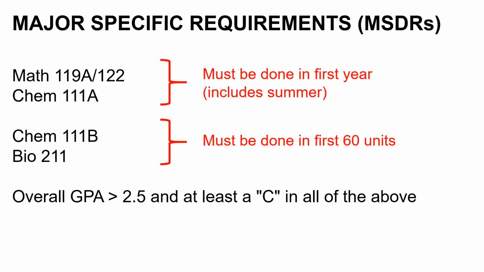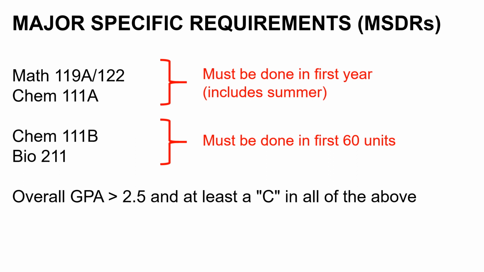This brings us to the major-specific degree requirements. These are the courses that students need to complete before they're allowed to officially declare the biology major. Calculus and the first semester of chemistry need to be done in the first year, and that includes the summer. The second semester of chemistry and the first semester of intro bio must be done within the first 60 units. Students must also have an overall GPA above 2.5 and have received at least a C in the four courses shown to declare the biology major.